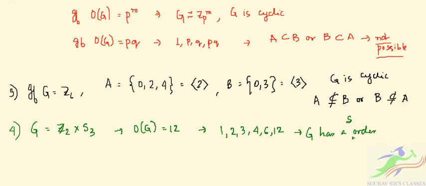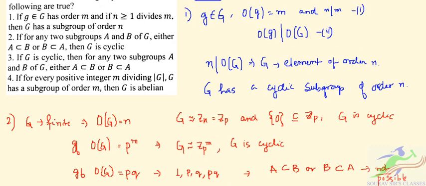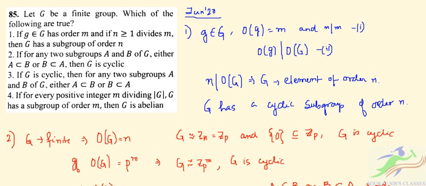Is a subgroup of order m, but G is not abelian. So in our case the option 4 is also incorrect. So we have only that G has a cyclic group of order m. So option 1 is the correct option for this question.